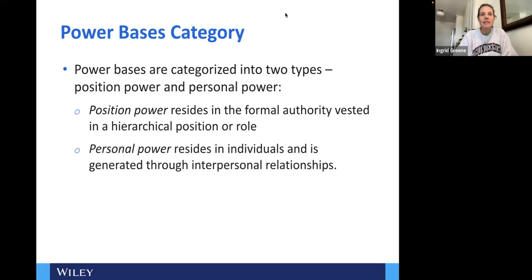So power bases category, they're categorized into two different types that we'll go through. First, position power, which is like the formal authority in a hierarchical position or role. So you have a manager and you're the subordinate. But personal power, which, as I said, is becoming more and more popular because we have flatter organizations. This is individuals and generated through interpersonal relationships. And so we'll go into a deep dive as to what these are.